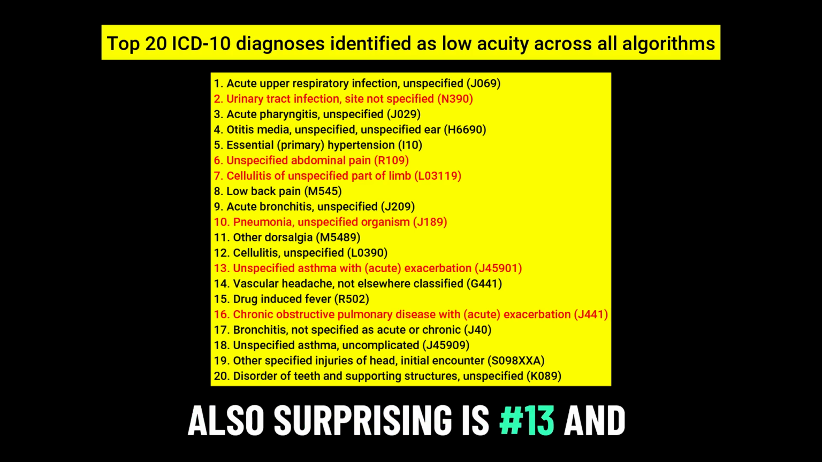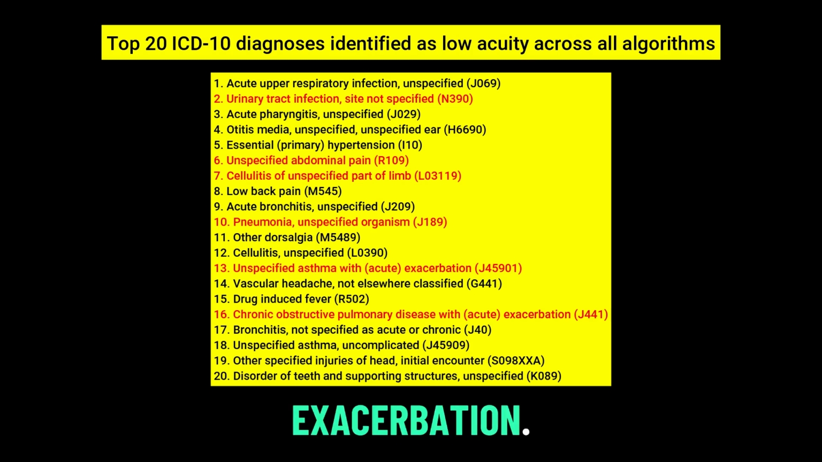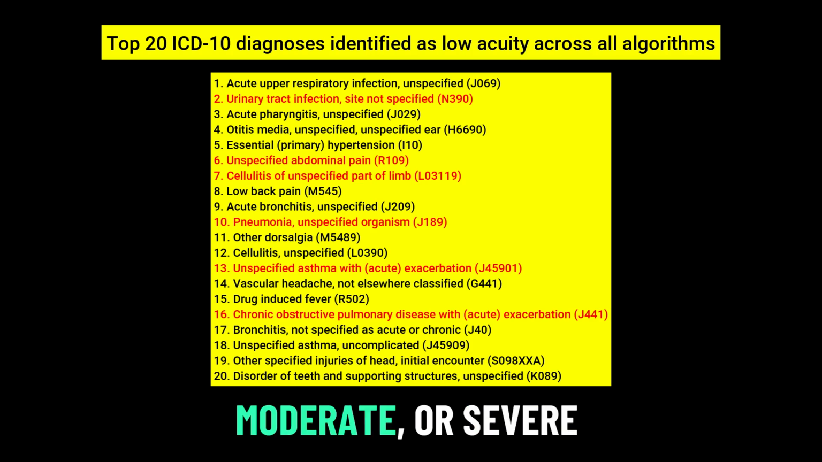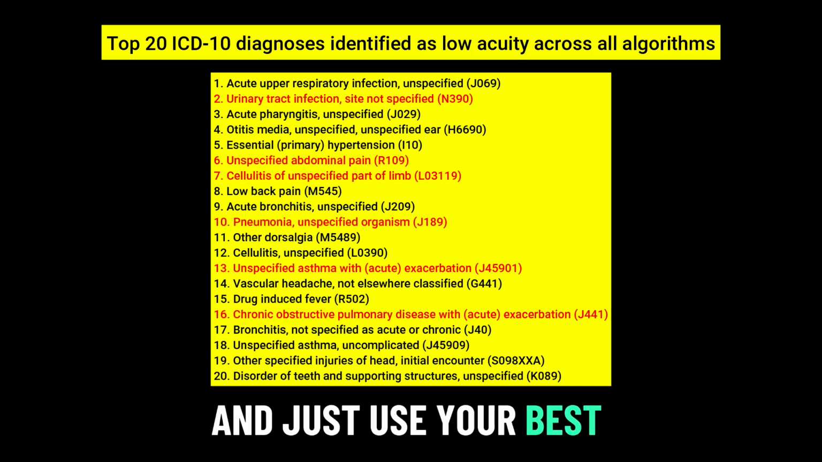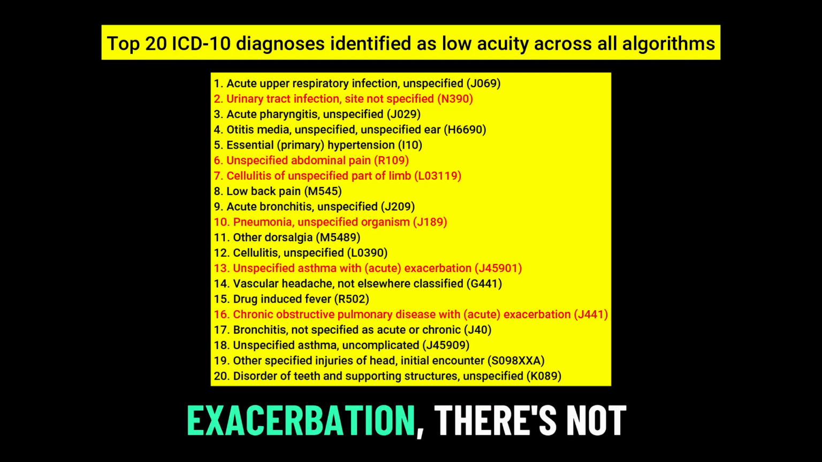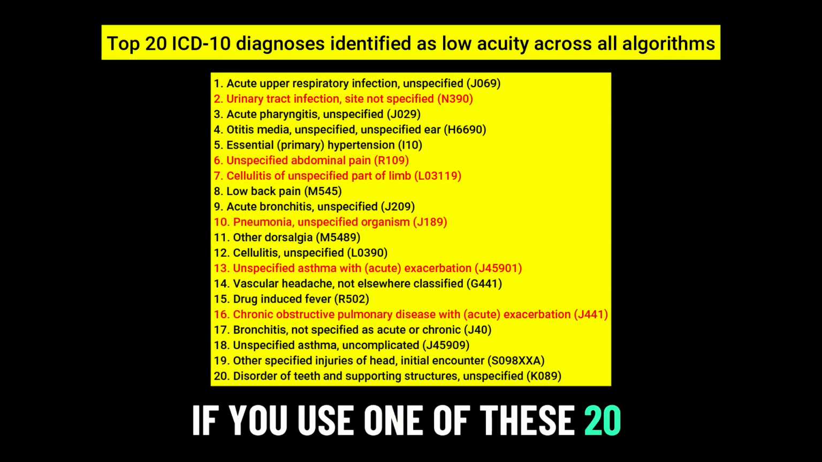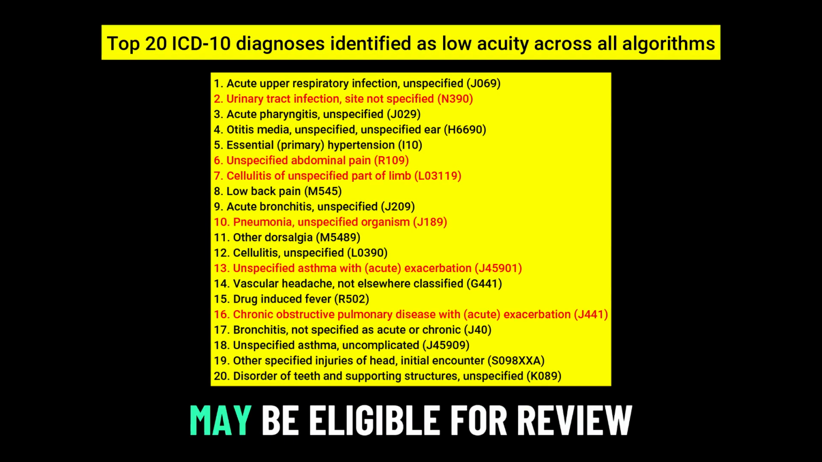Also surprising is number 13 and 16. Number 13 is unspecified asthma with acute exacerbation. I would try and pick mild, moderate, or severe asthma and just use your best medical judgment as to which one it is. COPD with acute exacerbation, there's not really another ICD-10 code here, so I don't know how to describe this one. To summarize, if you use one of these 20 ICD-10 codes, the ED visit may be eligible for review and downcoding.